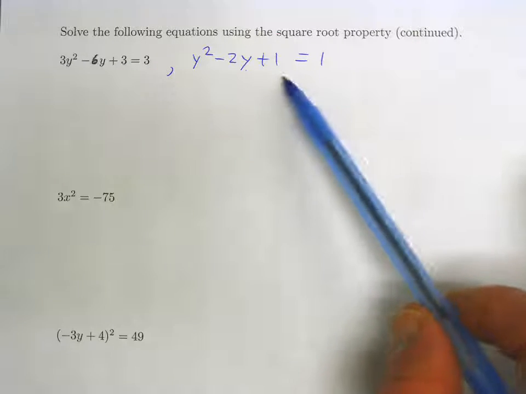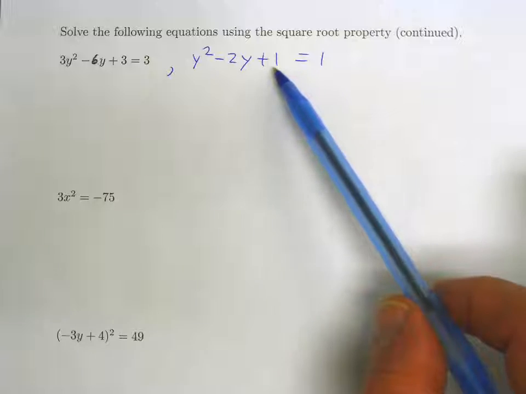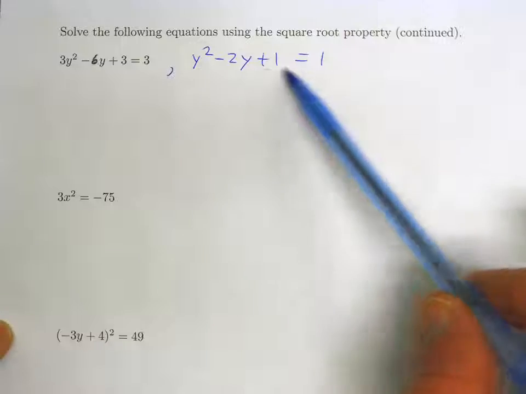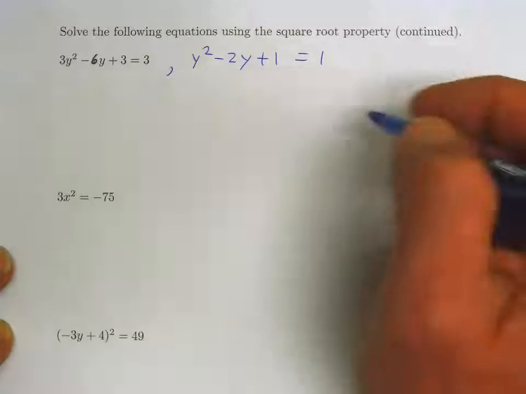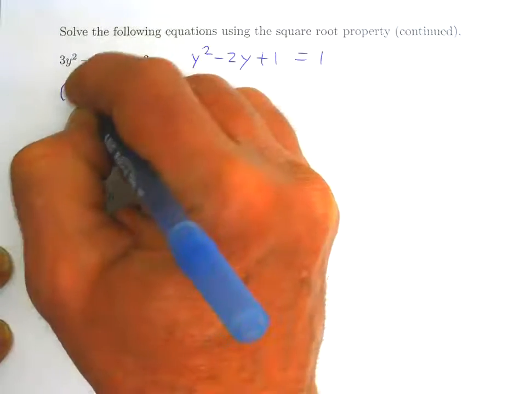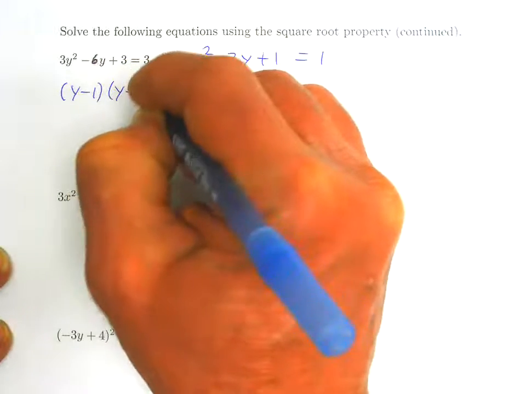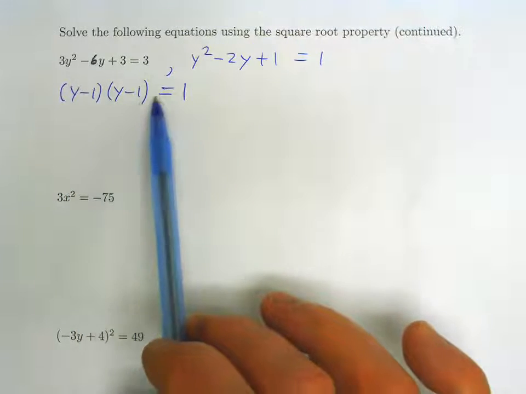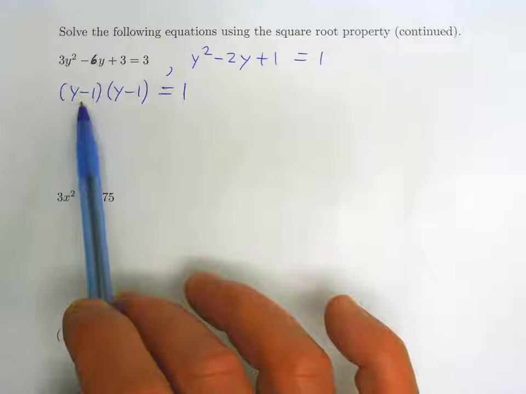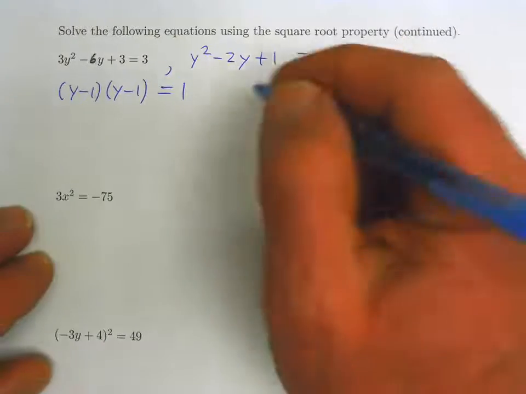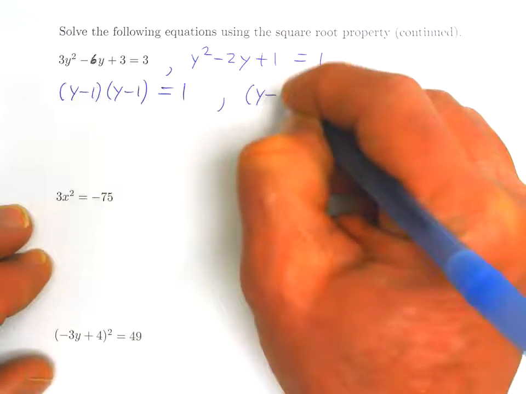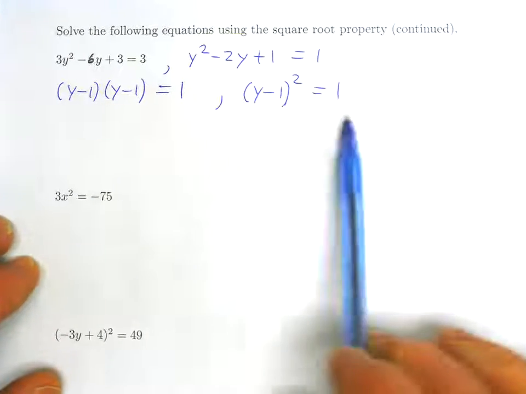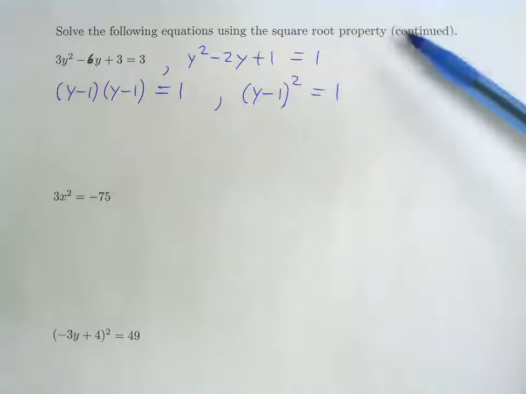So we know how to factor y squared minus 2y plus 1. You can always use the AC method. But this one is simple enough that you can find that the two factors are y minus 1 times y minus 1. So our equation becomes y minus 1 times y minus 1 equals 1. But y minus 1 times y minus 1 is the binomial y minus 1 squared. And now we have it in a form that we can apply the square root property.